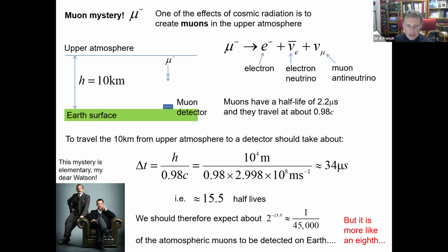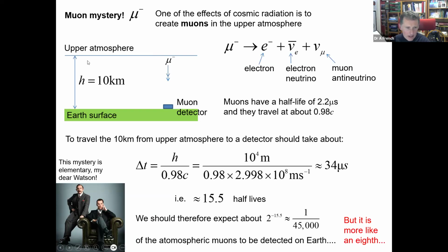This helps to explain a mystery of muons. So what are muons? Well, they're slightly heavier electrons. Muons are created in the upper atmosphere via cosmic rays and will sometimes decay to electrons and some neutrinos, these really tiny particles. They have a half-life of about 2.2 microseconds, and they travel at about 98% the speed of light. So it's a good candidate for special relativity. You can have a detector on the Earth's surface, and maybe fly one up into the upper atmosphere. So how long should it take for a muon to go through 10 kilometers?